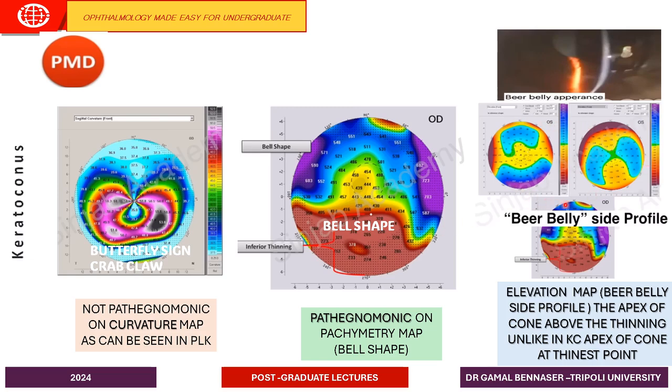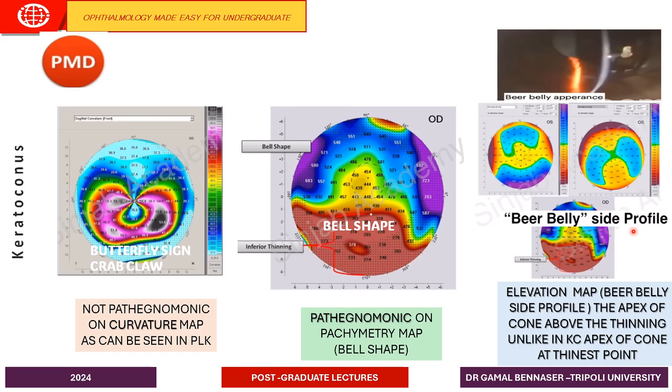The other sign, which is seen in the elevation maps, is known as the Pierre-Pili side profile. In the Pierre-Pili, it means that the bulging of the cornea is above the thinning. This is characteristic for pellucid. However, in keratoconus, the bulging and the thinning usually coincide, so that the apex of the cone coincides with the thinnest point of the cornea. However, in pellucid, the bulging lies above the thinnest point of the cornea. As you can see here, this is the bulging area, and the thinnest point you will find here in the far periphery. So this is called the Pierre-Pili side profile.